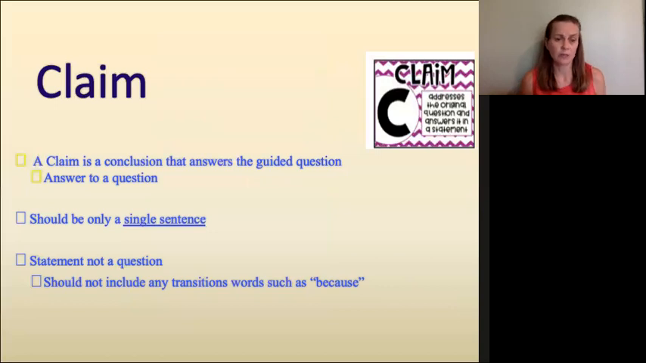So the claim is the conclusion. It answers our question. It's one sentence. It shouldn't have anything like a because. Okay, so if we go back to our aloe plant, my claim would be that increasing the amount of water that I give to the aloe plant made it less wilted. That's it. Okay, that's my claim.